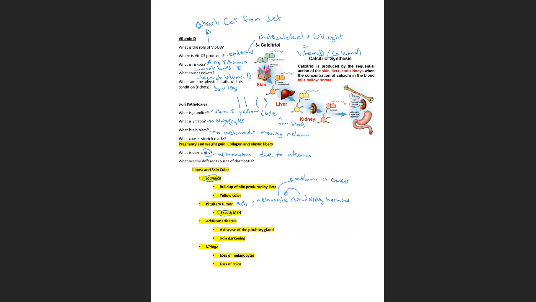So this can cause the skin to darken drastically, which is similar to Addison's disease. Okay, it's a disease of the pituitary gland. It's not necessarily a tumor, but excess MSH is being released, causing the skin to become darker. Okay, and then again, vitiligo, we lose melanocytes. We lose the melanocytes, we lose our color, right? Because the melanocytes, they produce melanin.